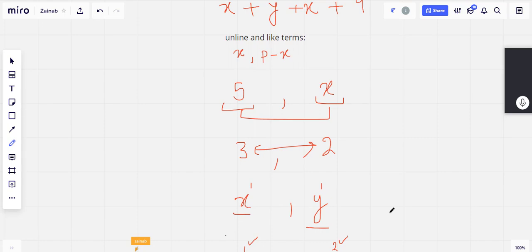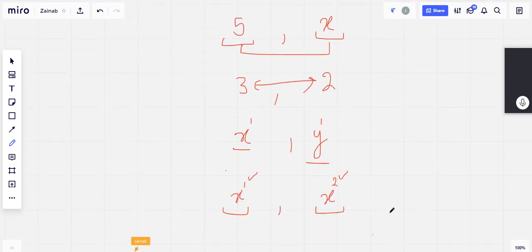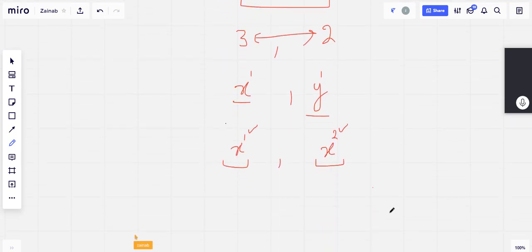And why do we need these unlike and like terms? They help us in addition. We can only add like terms. Like if we have x and 3x. Now, you tell me, are they both like terms? What do you think? They're unlike terms. And why? Because one has the number 3 and the other one doesn't.